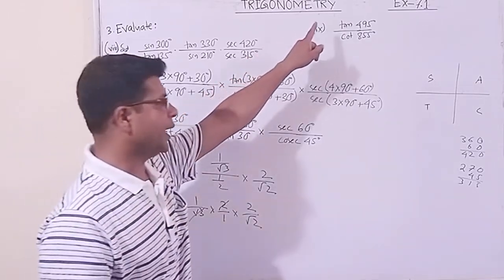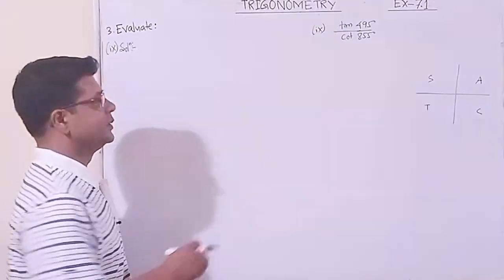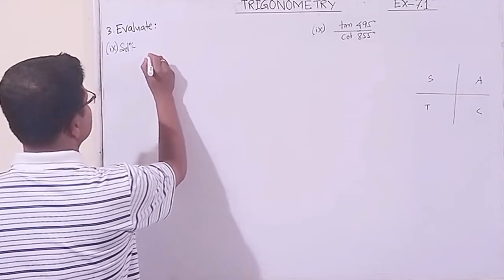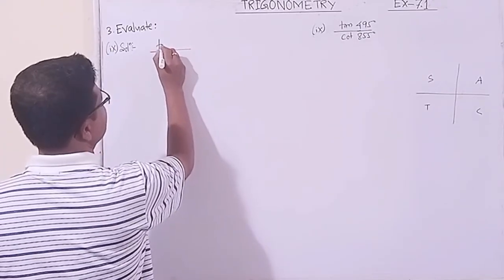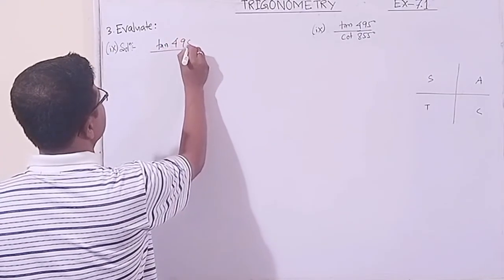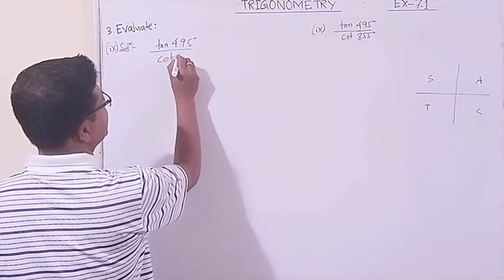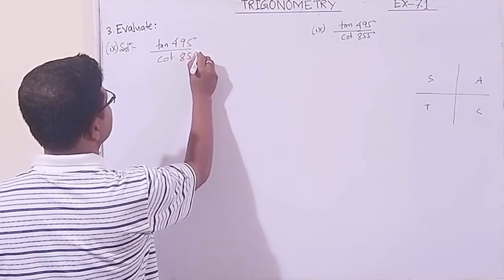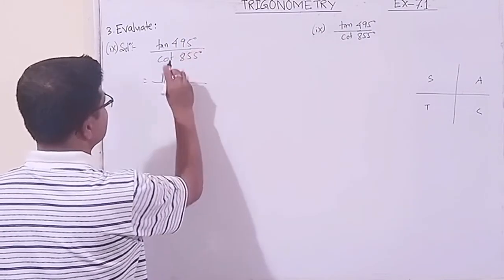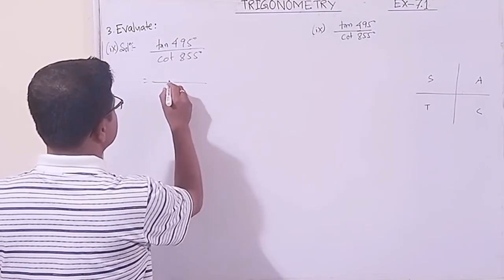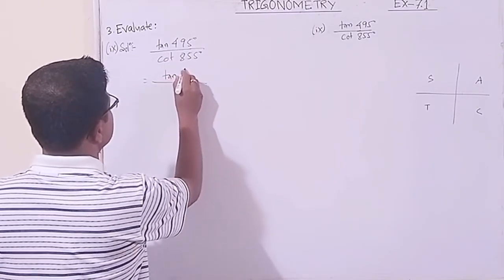Okay, now only number 9 is left. Let us do that one. Now my beloved students, only one is left. Number 9. Let us write the question here. It is tan of 495 degree divided by cot of 855 degree. Right. Let us convert into 90 degree. You know the procedure. Tan of.